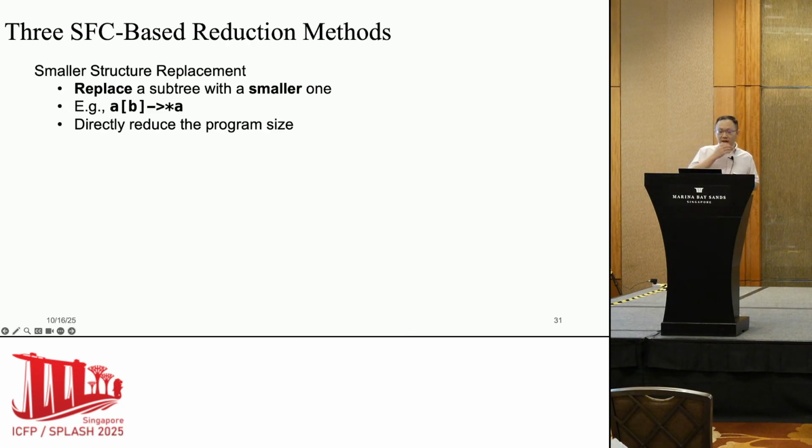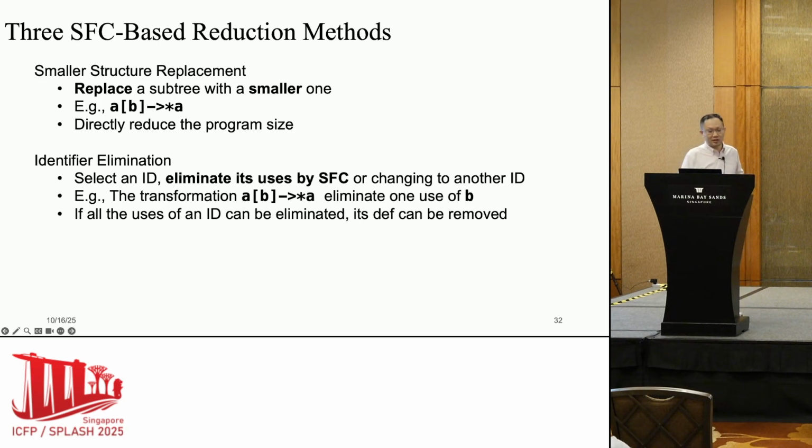So based on FSC, we implement 3 reduction methods, and one is called smaller structure replacement. This is very straightforward. Basically, you traverse a parse tree and replace this subtree with a simpler, easier tree. And the second one is called identifier elimination. The idea is that given an identifier, if we can eliminate all its usage, we can probably also remove the structure of its definitions.